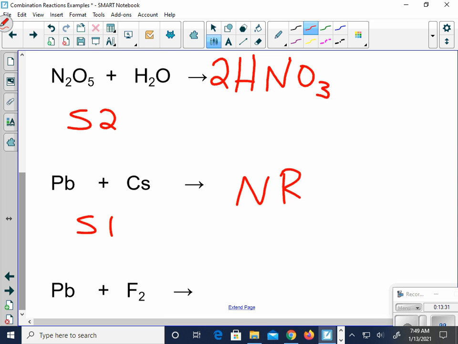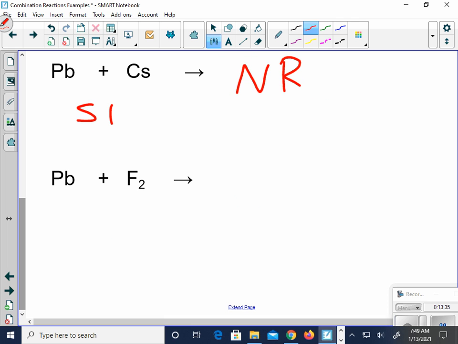Now, my final one I have put on here because I'm going to show you a little bit different with this guy, okay? Now, I look and I go through everything. Is it an S1? It could be. Is it an S2? No, it doesn't have water. Is it an S3? No, it doesn't have water. Is it an S4? No, it doesn't have oxygen. Is it an S5? No, it's not ammonia or an acid. So this one also is an S1.